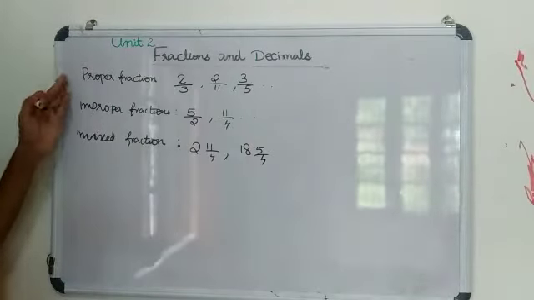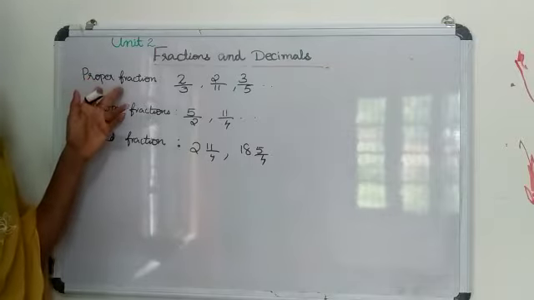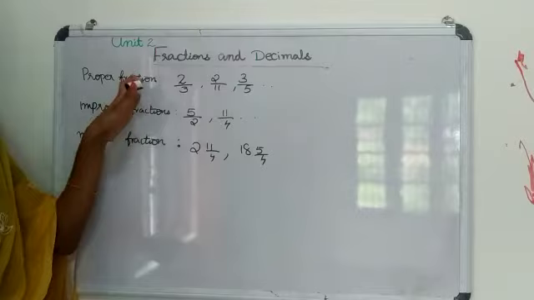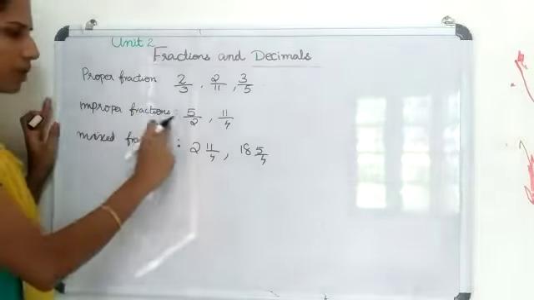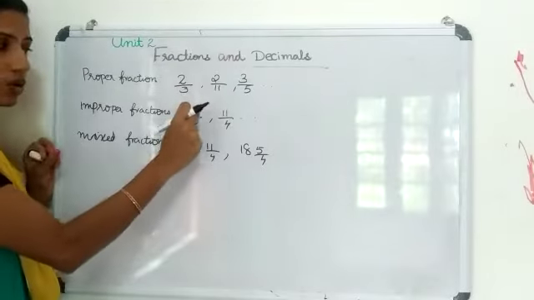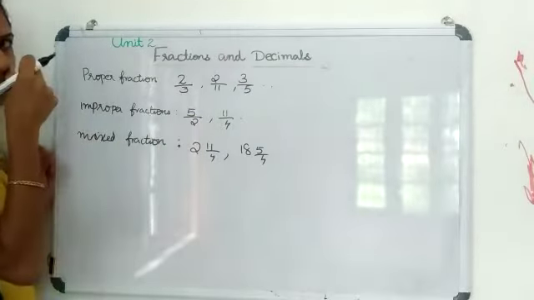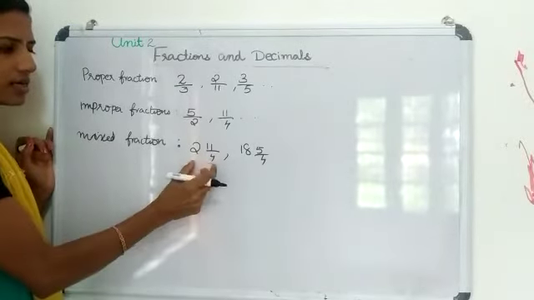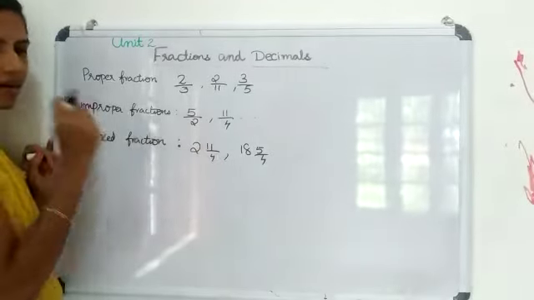So, what are the fractions? Proper fraction means numerator less than denominator, then it is proper. And improper fraction means numerator is greater than denominator, then it is an improper fraction. Mixed fraction means it consists of a whole number and a fraction.